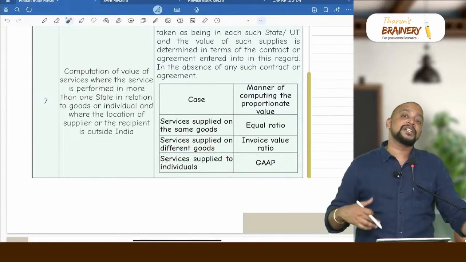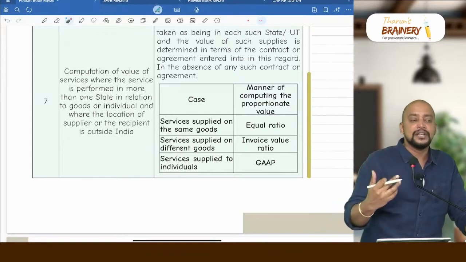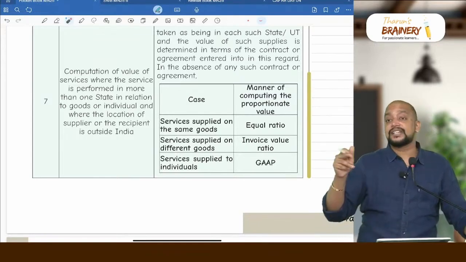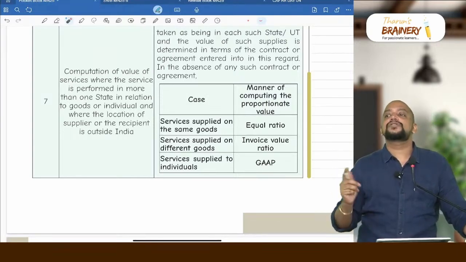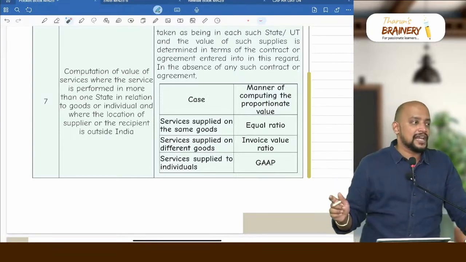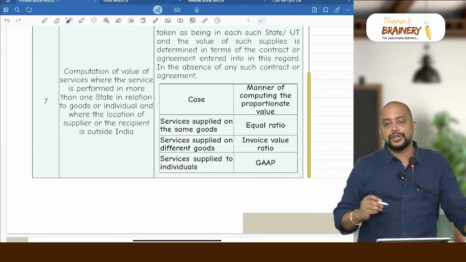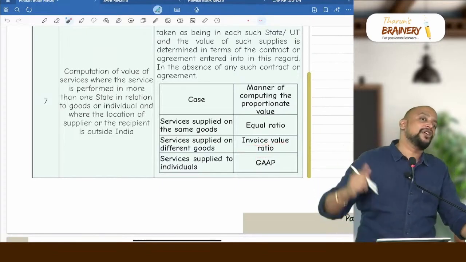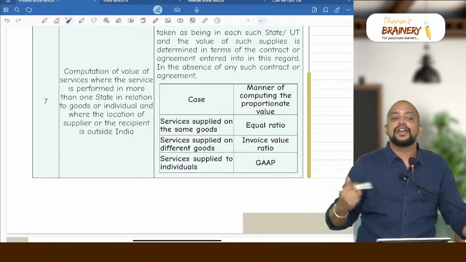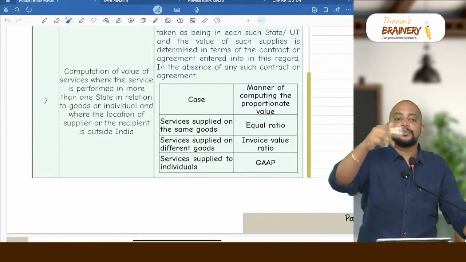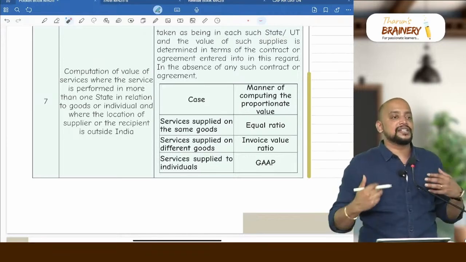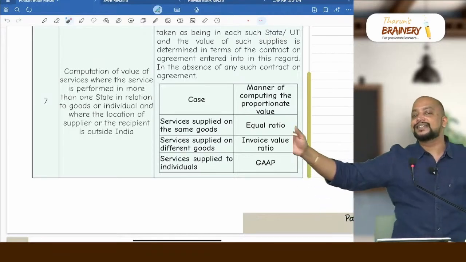Suppose if it is performance based service in relation to goods. Goods means we need to see location of performance, but what if it is in multiple states? Is it the same goods or different goods? You see, if it is the same goods, then we need to take equal ratio. If it is different goods, invoice value ratio. For example, there is a foreign company with which I have entered into AMC contract, AMC of the computers, and the computers are in multiple branches in India, same goods. So therefore, entire consideration I received, I will apportion between the states in equal ratio.